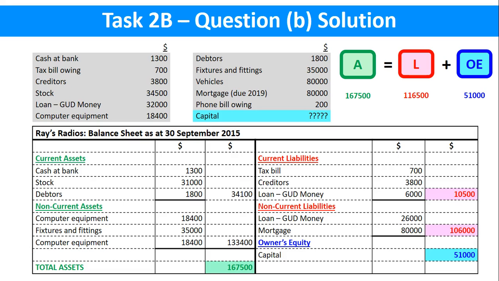Now we have that number, we're going to add up the equity side, and we'll add up the current liabilities, the non-current liabilities, and the owner's equity, and we'll get total equities of $167,500. And what we've got is a balance sheet that balances. We've got the asset side showing a total of $167,500, and the equity side showing the same. So obviously, given the name of it is a balance sheet, it has to balance, and we've managed to get this balance sheet to do just that.